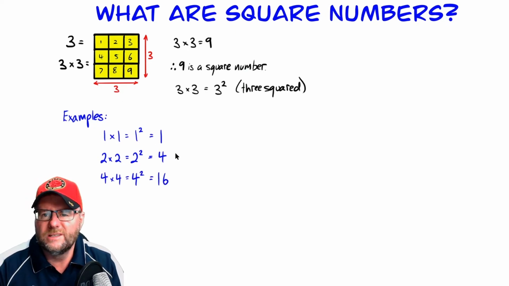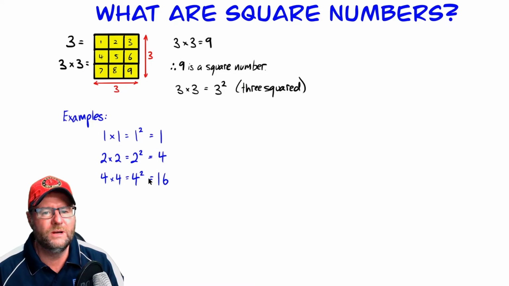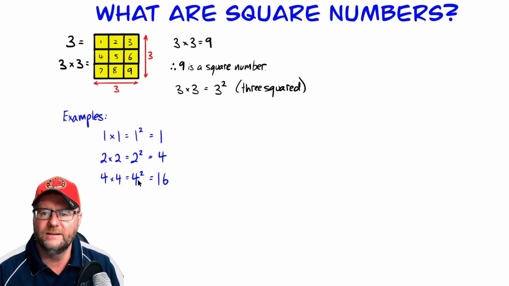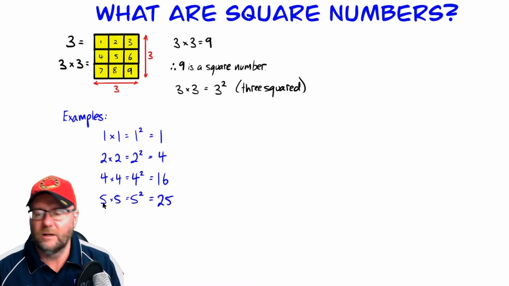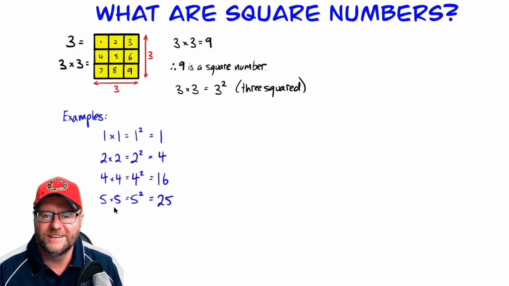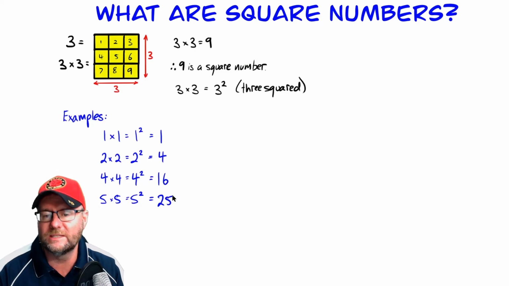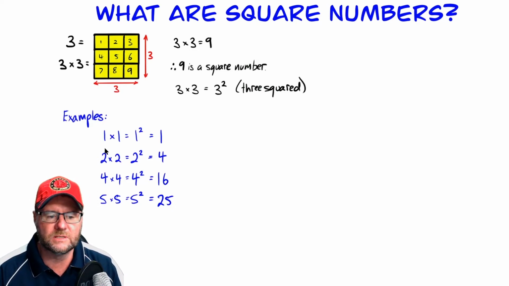We've already done the 3s, let's jump to the 4s. 4 times 4 equals 4 squared, which is 16. So, let's do one more. 5 times 5 equals 5 squared, which is 25. So these numbers here, 1, 4, 9, 16, and 25, we say they are square numbers because I've got 1 times 1, 2 times 2, etc., etc.